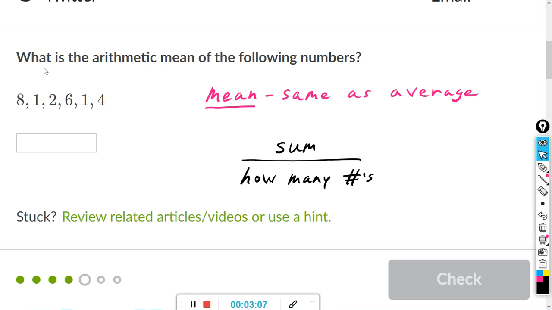So here they're asking us, what is the arithmetic mean of the following numbers? Mean is basically the same as the average. So the formula for mean is to take the sum in the numerator and divide that by how many numbers you have in the denominator. So you have to count how many numbers you have, and that goes in the denominator.